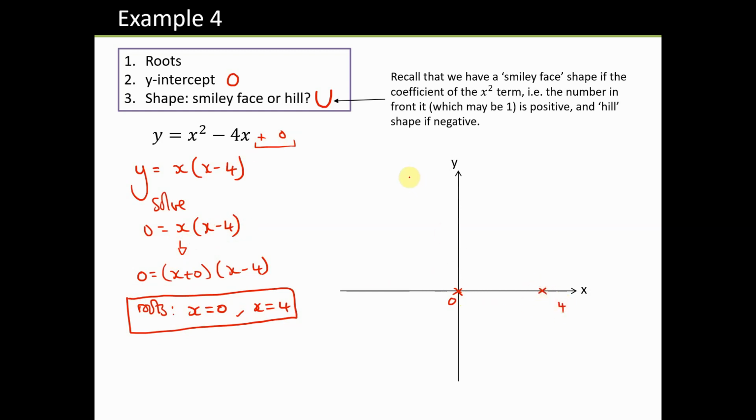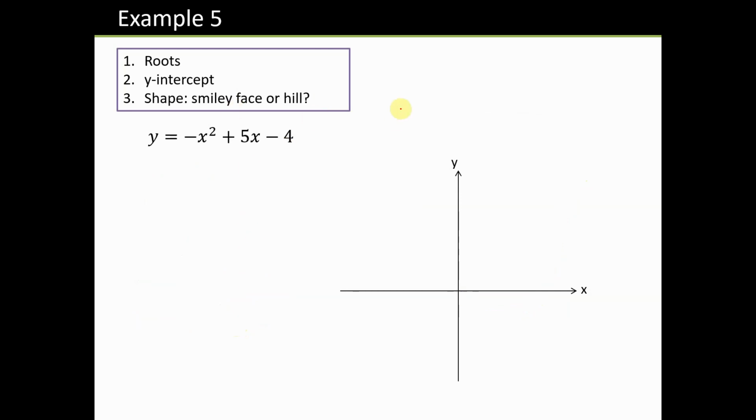And then we've got 4 there, so this is going to come down through here and up like this. So, a different example, you can see this has got a negative x squared here. So this is actually going to be a frowny face or a hill. The y-intercept, we still find it the same way. It is minus 4, so I'm going to write that there.